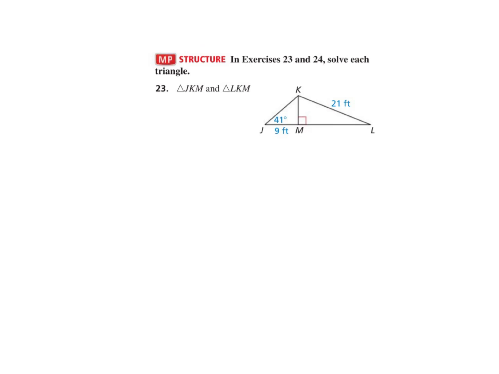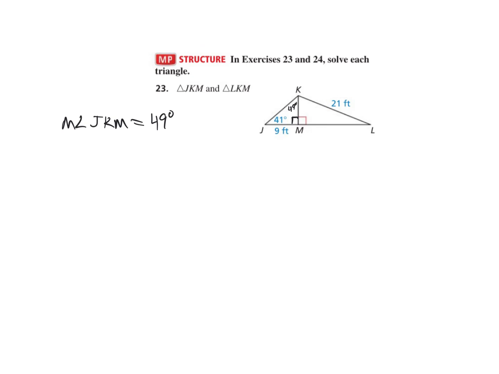Problems 23 and 24, solve each triangle. All right, so they want us to solve everything. So that's 90. The measure of angle JKM, 90 minus 41, is 49 degrees. All right, 49 degrees. And we don't know the other angles yet.